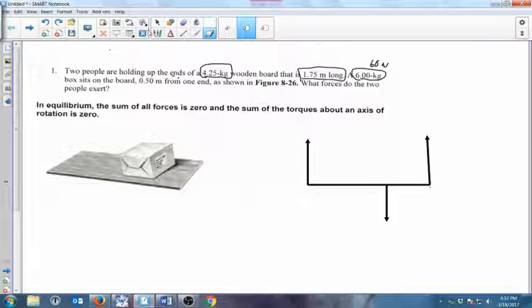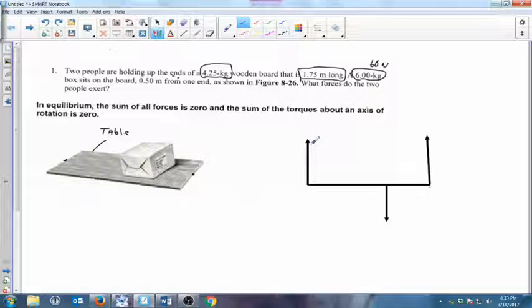So here's a problem we've done in class several times. I think we've done it 4 times, but in preparation for the test, in case anybody was absent or in case you forgot how we did it, I'm going to go through it again. First, let's read the problem. It says, 2 people are holding up the ends of a 4.2 kilogram wooden board. So that's this board right here, and we're going to refer to it as a table so there's no confusion. That's a table, and it's being held up by the ends, right on the ends, right there.